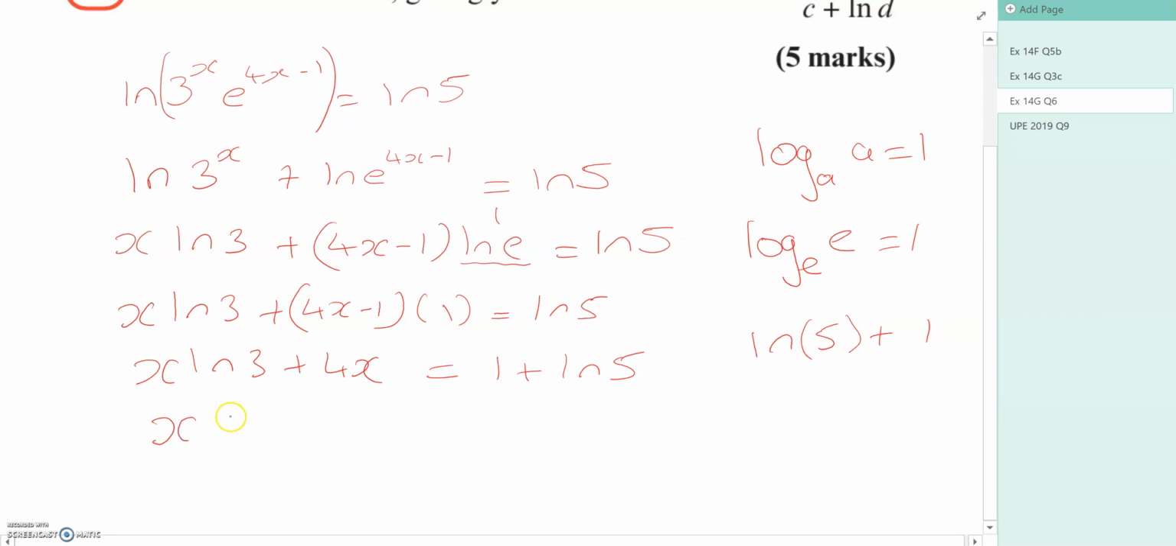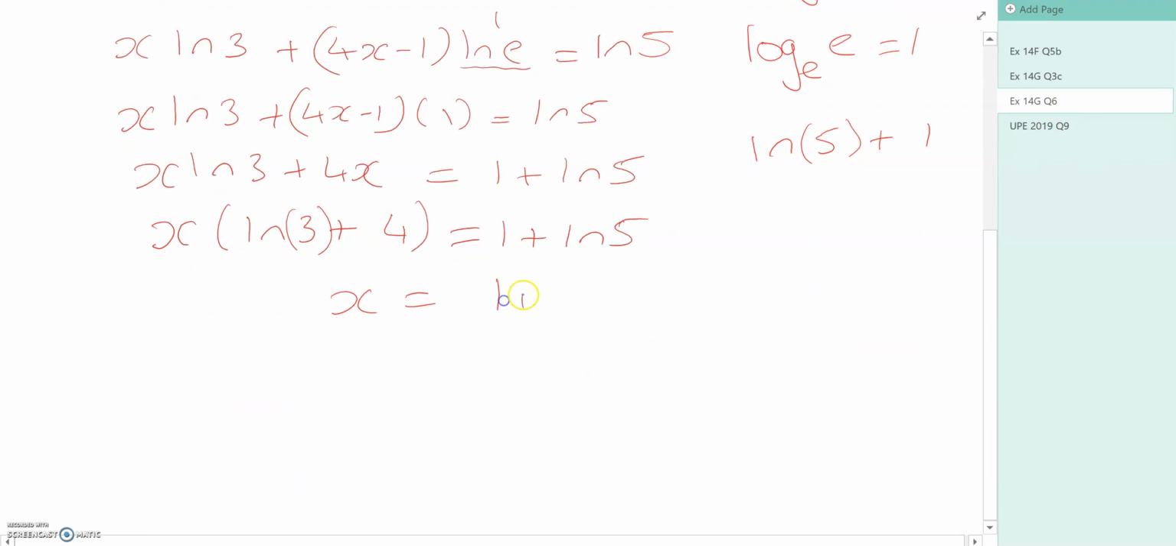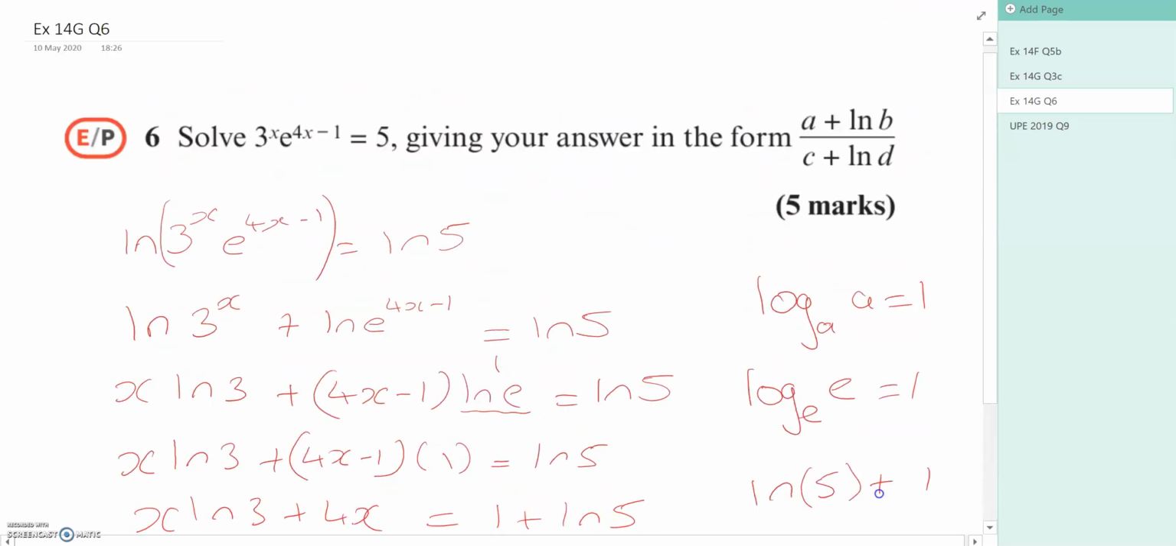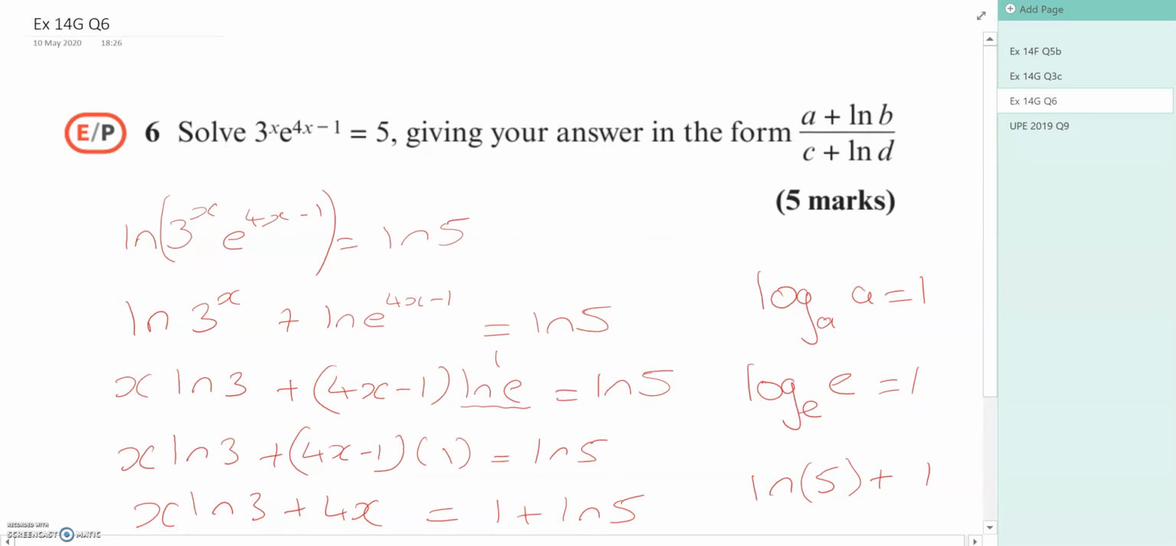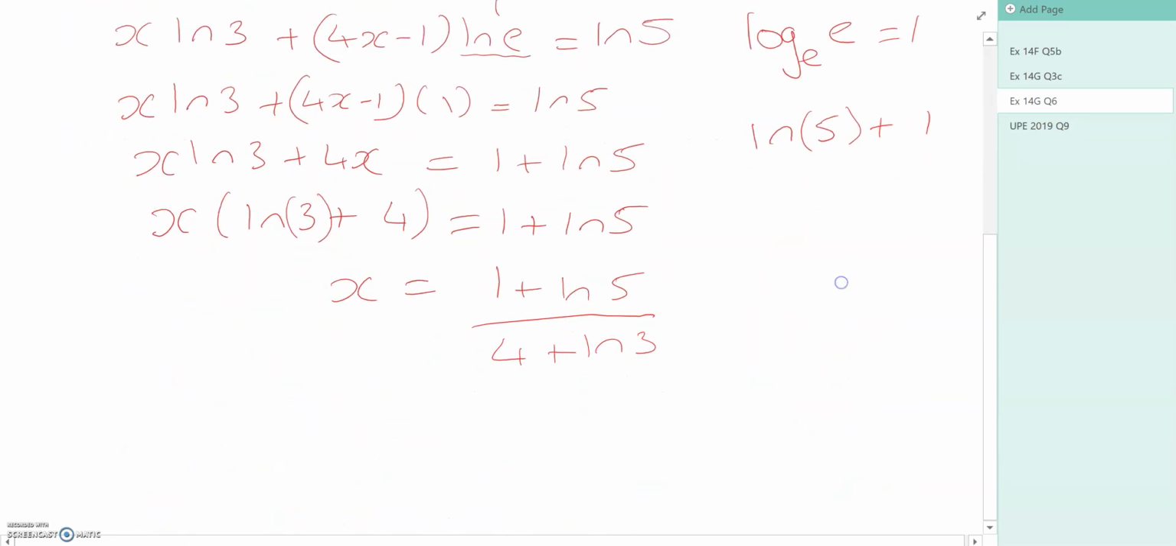And then factorize the x out. So you get ln 3 plus 4. Again, I'm going to put a bracket here so you can tell it's only of ln 3. And when I take it over, I divide, and so I get 1 plus ln 5 over, and then I'll write it as 4 plus ln 3 to avoid all confusion. And that's in the form that we wanted the answer: A plus ln b over c plus ln d, which is that. Okay.